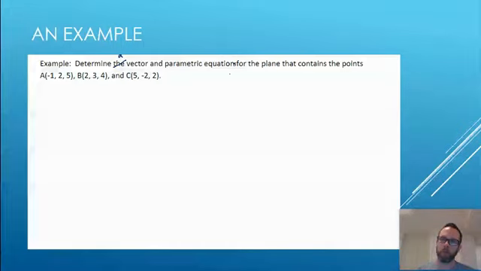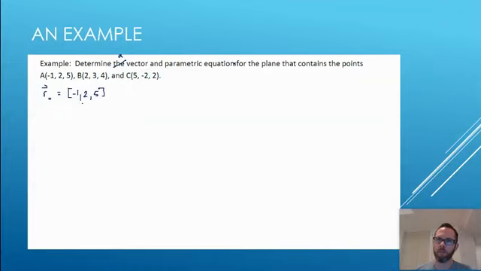So remember, we need 3 things, right? We need a point on the plane, and we need 2 direction vectors. So it might make sense for us to choose, I'm going to keep things simple for my next part of this question. I'm actually just going to choose A. So how about our point on the plane, our R naught? Let's just use A, -1, 2, 5.